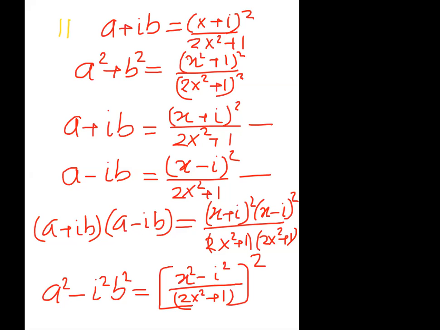Now the value of i square is minus 1. The value of i square is minus 1. So what will it become? a square plus b square equals x square plus 1 upon (2x square plus 1) whole square.